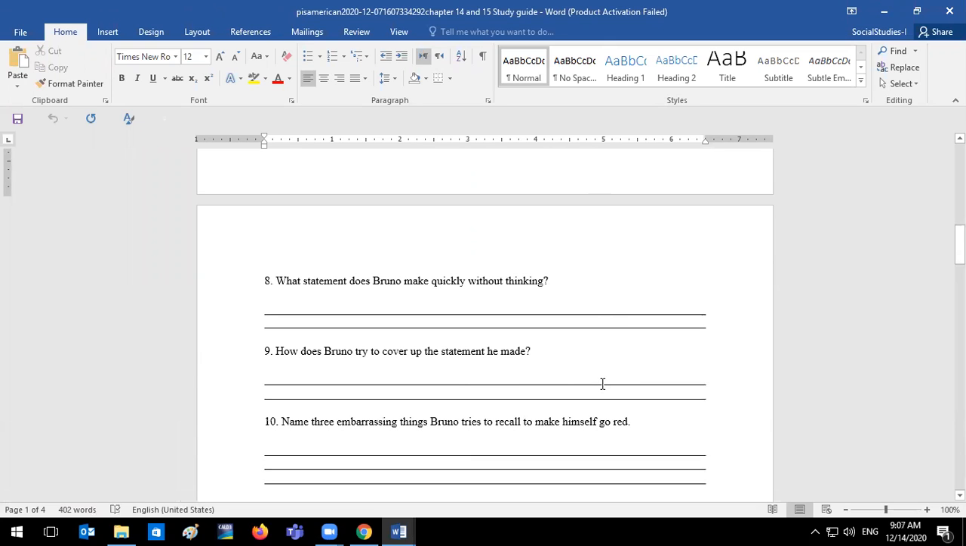What statement does Bruno make again quickly without thinking? He mentions that he shouldn't be here right now. He needs to be with Shmuel. He's afraid that Shmuel will think that he forgot about him. How does he cover up this statement? By lying and pretending that Shmuel is an imaginary friend that he made up.